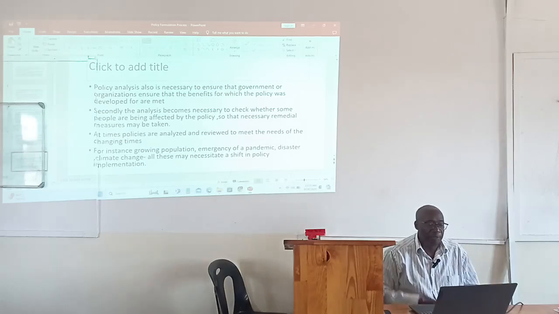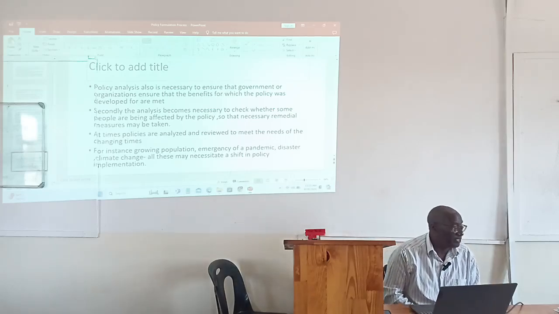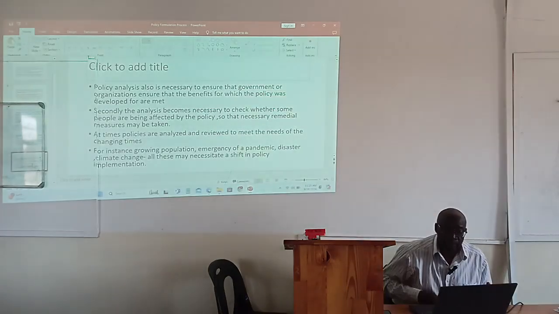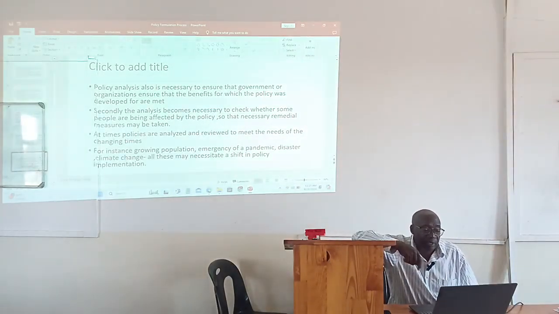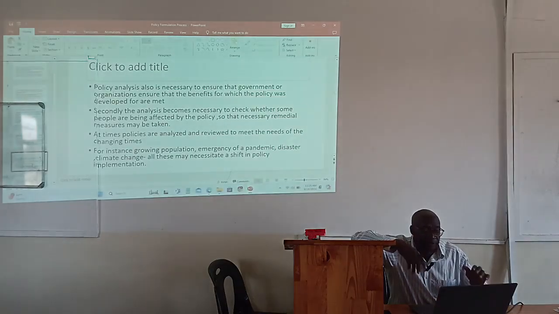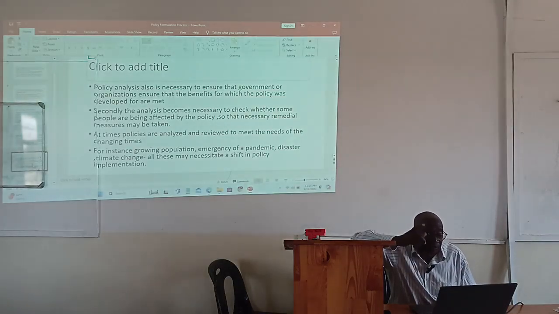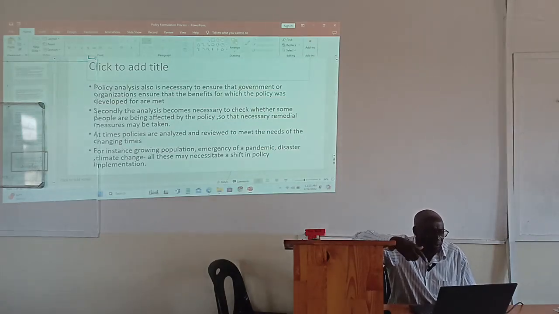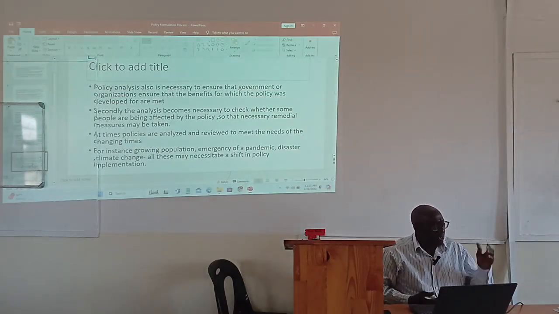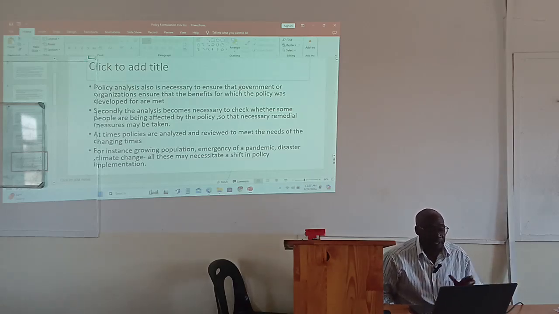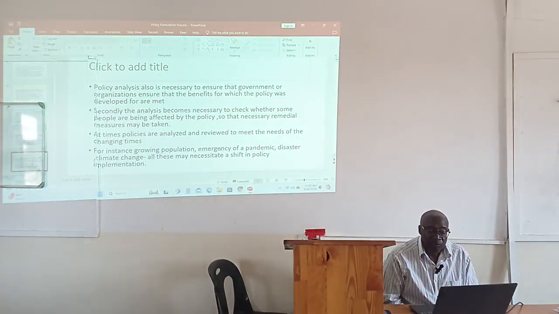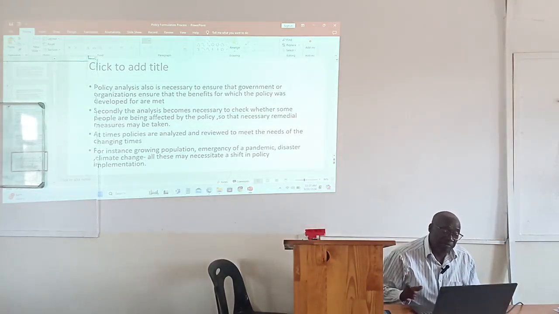And also, policy analysis by implication becomes necessary in that context because it ensures that governments or an organization ensure that the benefits for which the policy was developed are met. That's very important. So we analyze, for example, if we wanted children to be in school, are they in school? If they're not in school, what is it? That's how we do the analysis.